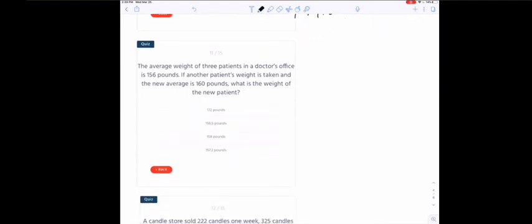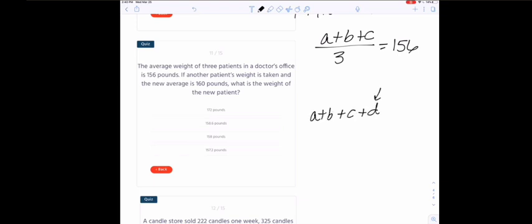Number 11 says, the average weight of 3 patients in a doctor's office is 156 pounds. If another patient's weight is taken and the new average is 160 pounds, what is the weight of the new patient? Okay, so we have 3 patients, A plus B plus C. And their average weight, which means when we divide all of their weights added up by 3, we get 156 pounds. But let's say we get a 4th patient, this guy right here, or this girl right here, okay? And when we add this person, and we divide by 4, which is finding the average, we get a new average of 160.